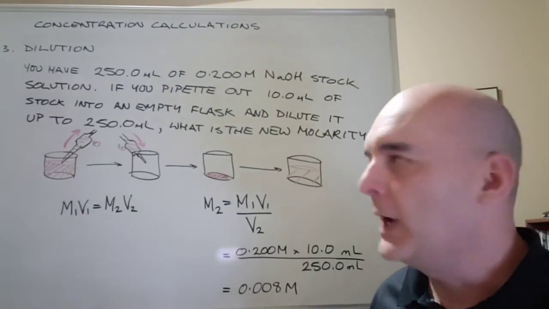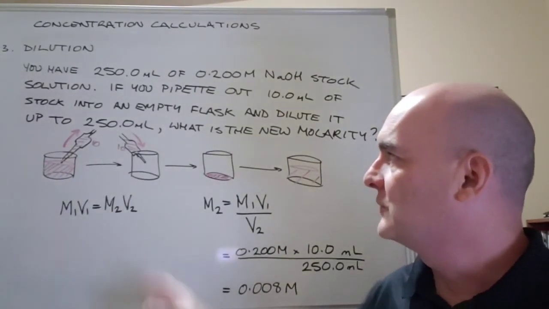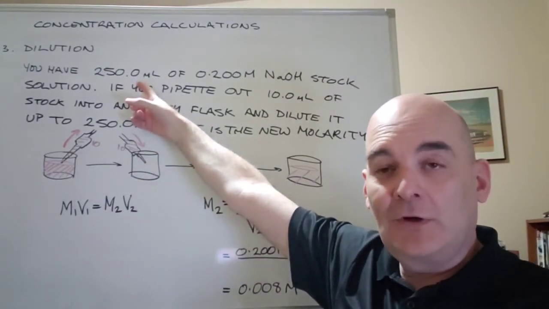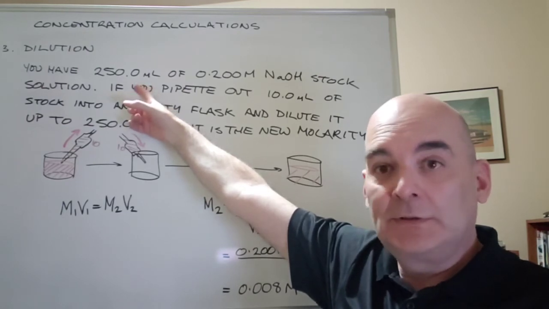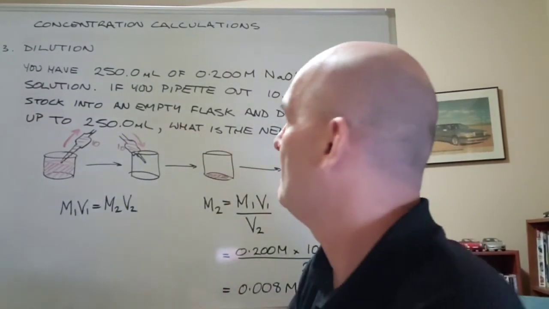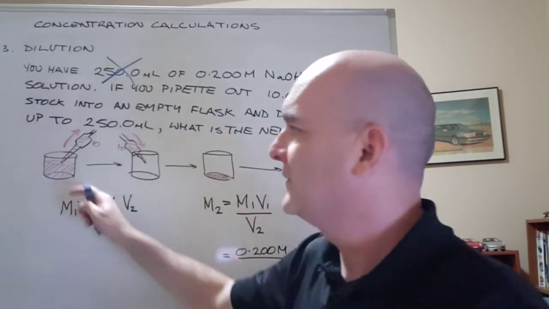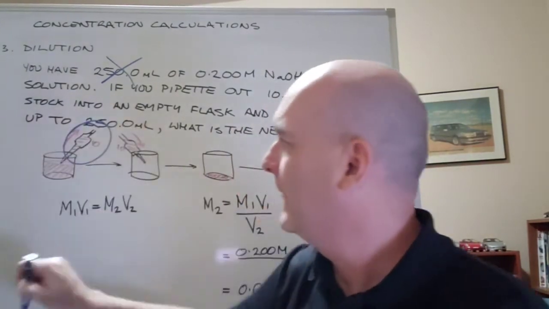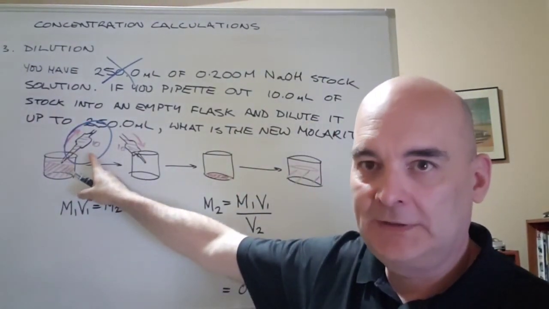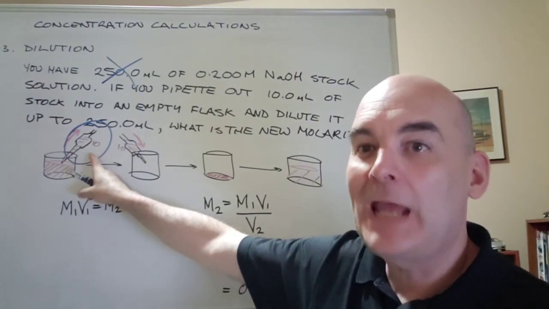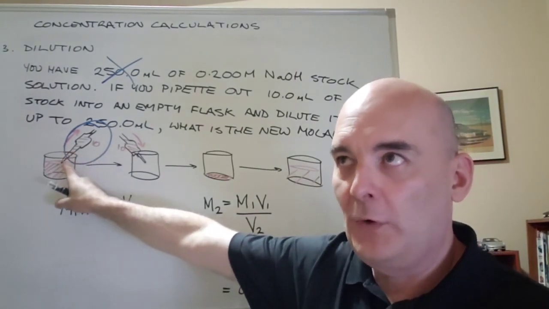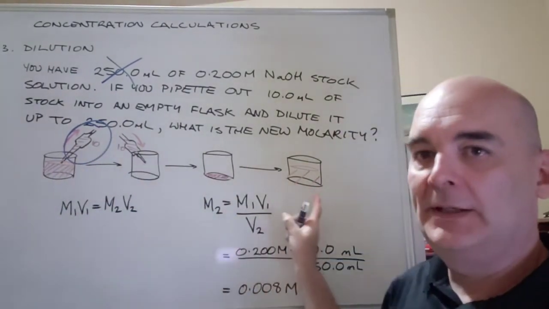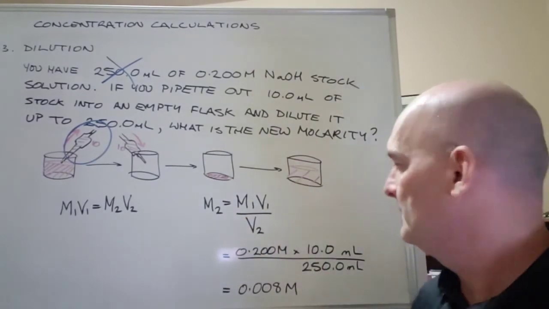These questions usually come with a little bit of a trick. And the trick was, we told you at the beginning that there were 250 milliliters of the stock solution. That doesn't matter. Because I didn't use that 250 milliliters, what I used was the 10 milliliters. So I took 10 milliliters of 0.2 molar solution and diluted that 10 milliliters up to 250.